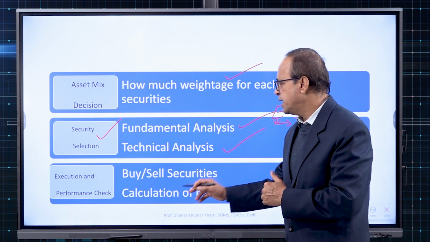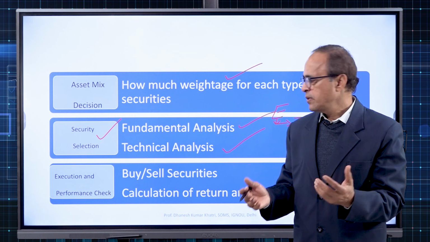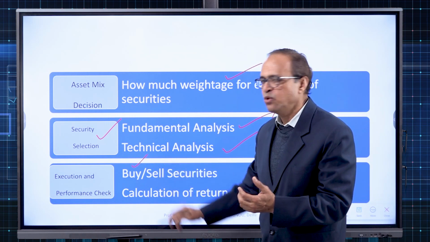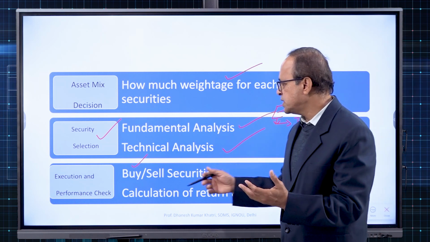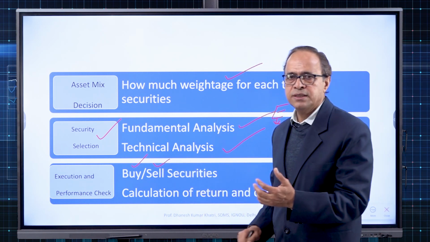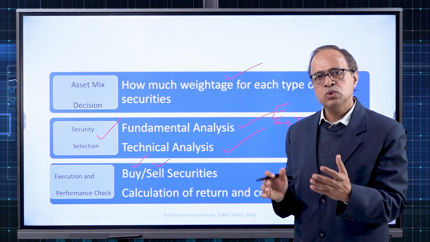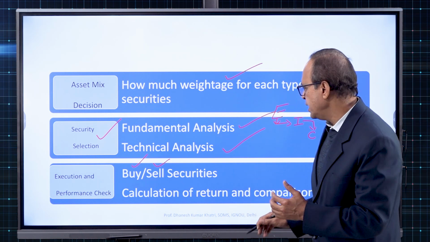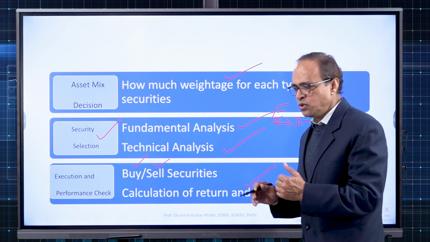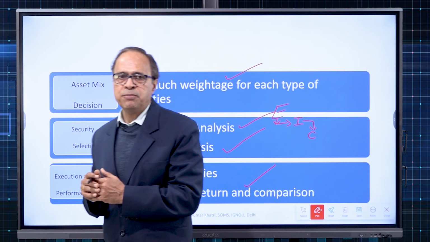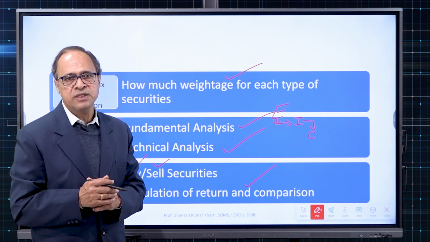Then execution and performance. Execution means if it is the right time to buy the shares, bonds, mutual fund, or if it is not the right time, if it is the time to sell, you can take a decision to sell it. That means ordering to a broker to buy for you or to sell for you. And then at the end, you will go for the performance check, because you will always keep into mind that did I achieve the objective for which I make the investment?